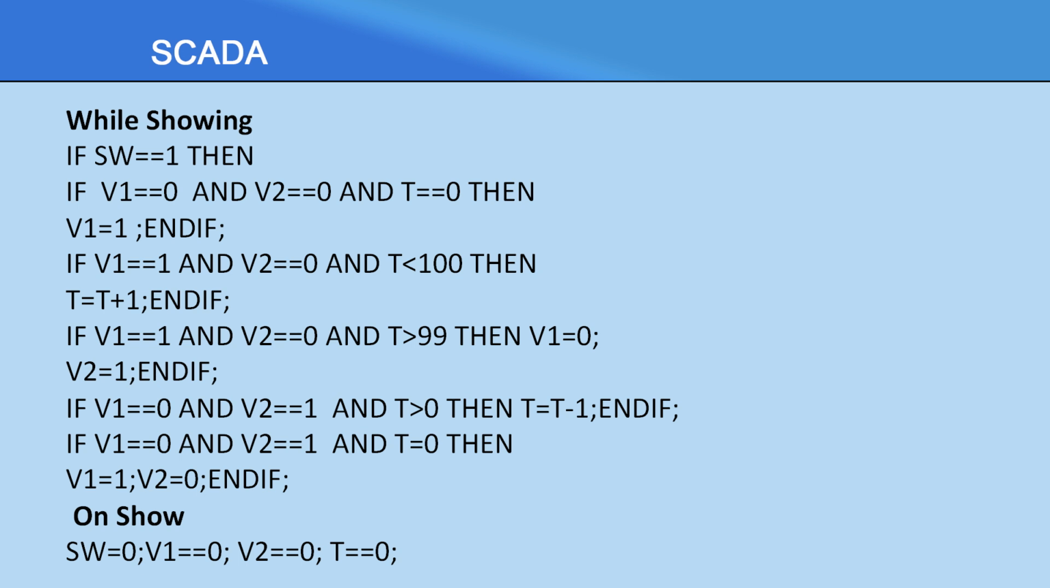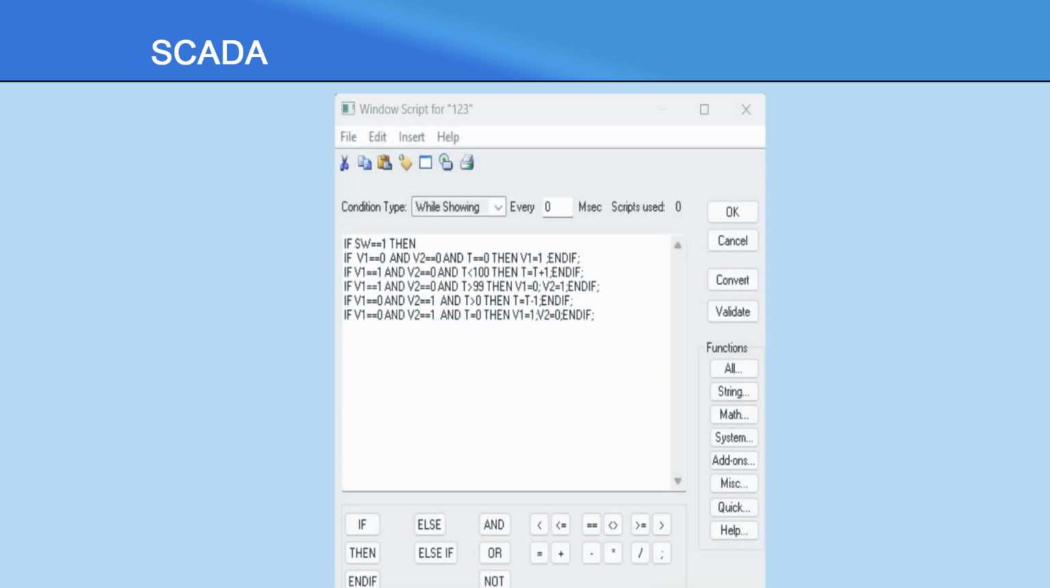After that, if V1 equal to 0 and V2 equal to 1 and T equal to 0, means when the tank level reaches 0, then again we want V1 equal to 1, V2 equal to 0, end if. Means we will open our valve V1 and close our valve V2. So, through all this script we can implement our industrial process.